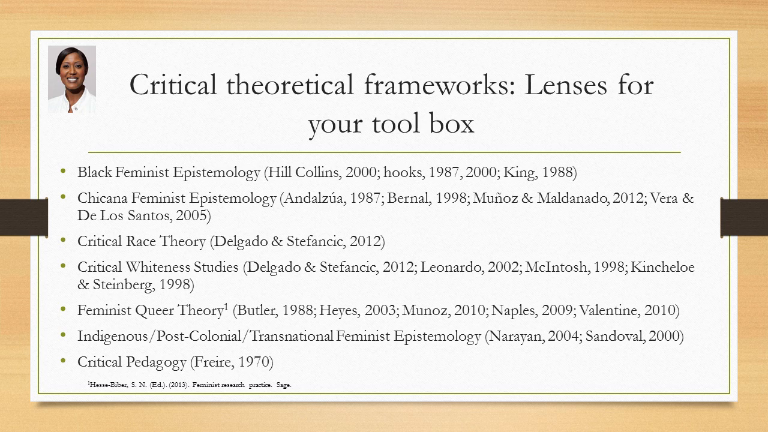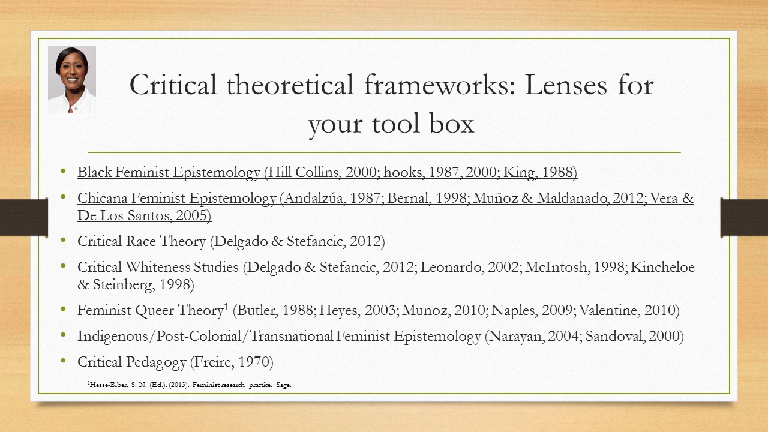I wanted to help add to your toolbox of critical theoretical frameworks in case you're unfamiliar with some of them. These will probably be helpful for you in your research. So the first one is Black feminist epistemology. I've included several scholars whose works are very prominent and often cited. It may be helpful to do a Google Scholar search for some of the scholarship they have done, just so you can get a sense of the major tenets of this feminist epistemology.